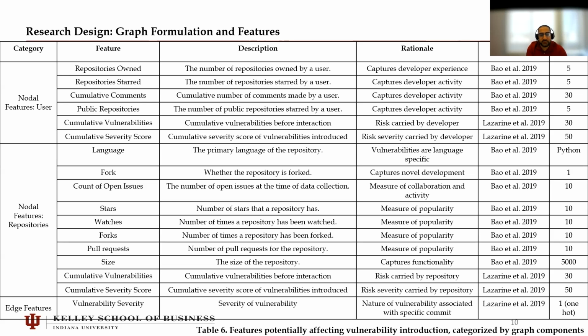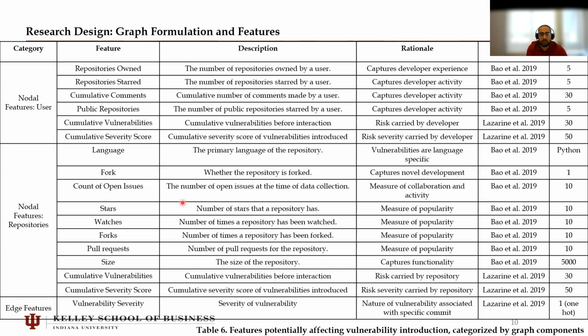How we operationalize this is we think about the data that is available on GitHub, for example, repositories owned, repositories starred, cumulative number of comments, the number of public repositories starred by a user, that could capture different aspects of the factors that influence vulnerability introduction, like their activity and experience. And we use a similar intuition for the nodal features, where we map the metadata that is available about each of the repositories, and think about what that might represent.